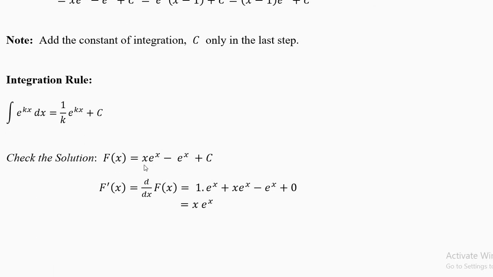Now here you are multiplying two functions, 1 into e power x into e power x, derivative of first function into second function, plus first function into derivative of second function. Derivative of e power x is e power x, so you have 1 dot e power x plus x into e power x. Derivative of e power x is e power x. Derivative of c is 0. We have seen it in the previous chapters. Now this plus will cancel with this minus, and you'll be left with x into e power x, or you can say x exponential x.